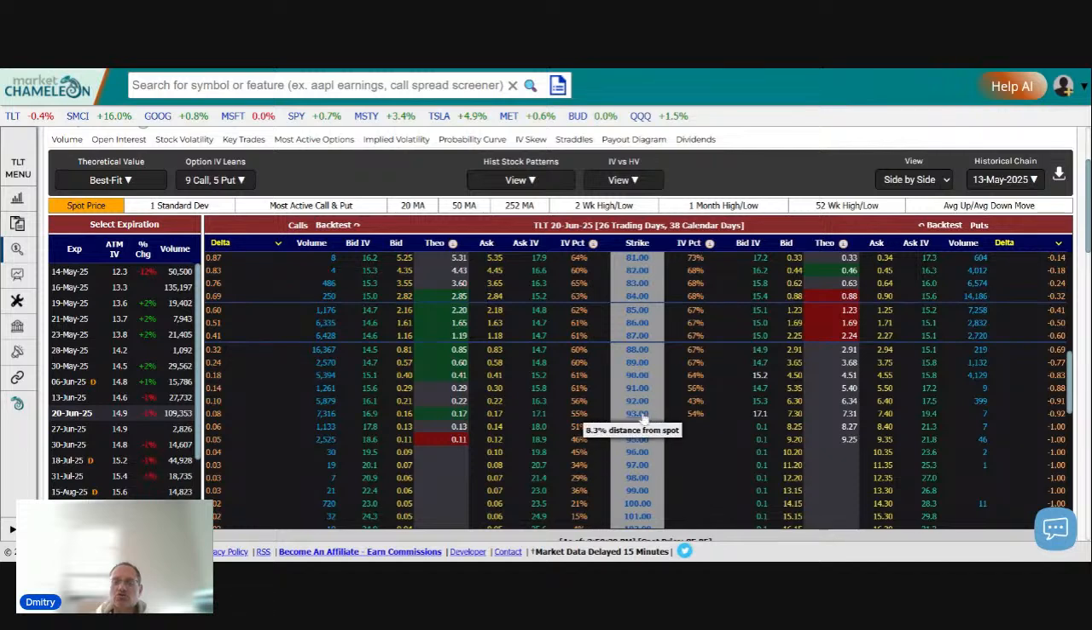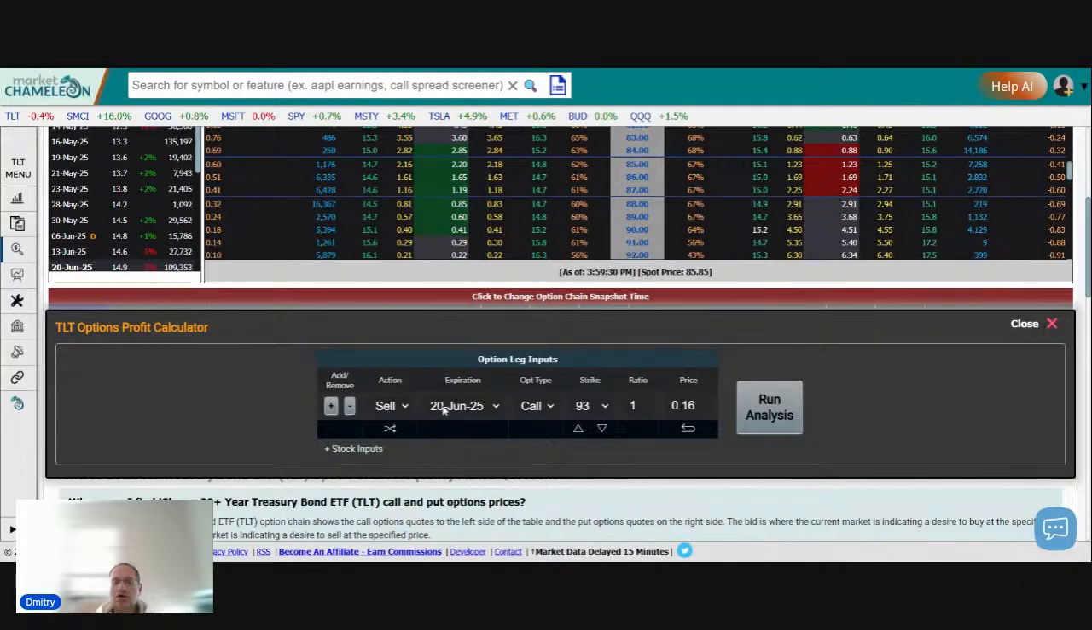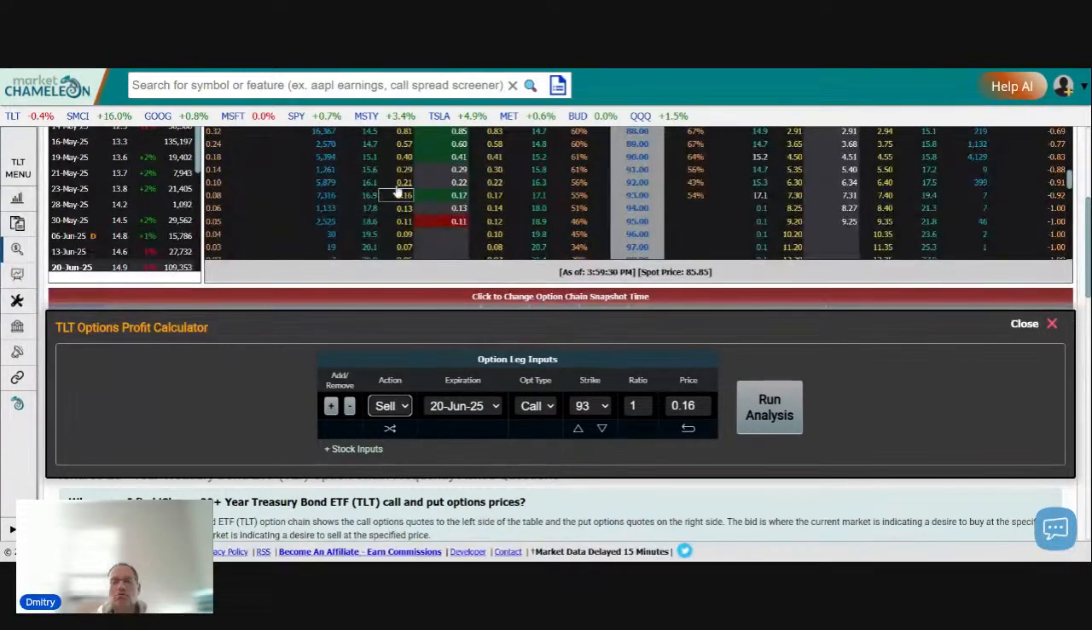So let's start out with the first leg. We're going to sell the June 93 call. So we're going to click on this bid. And when it clicks on a bid, it sets up this ticket or leg from the sell side, selling the June 20th 93 call for 16 cents. We could change these prices, we could change all these, but let's keep it as is, and we'll keep the 16 cents because that was the current bid on that call.